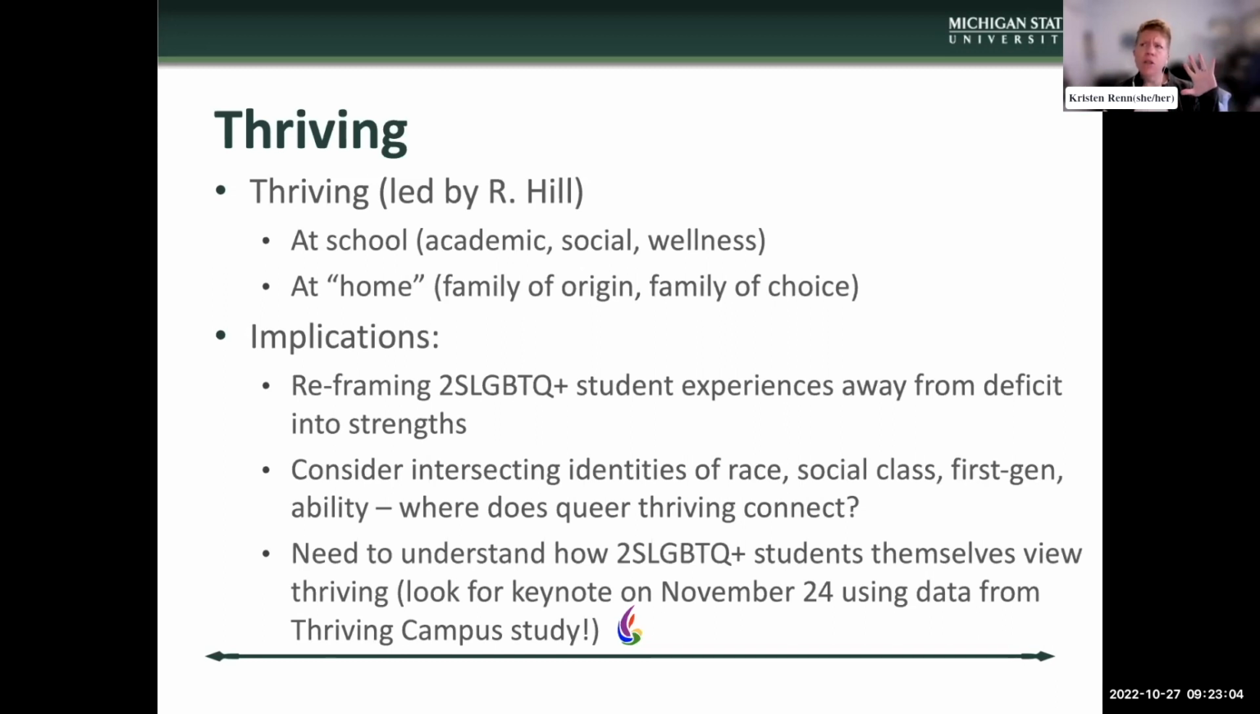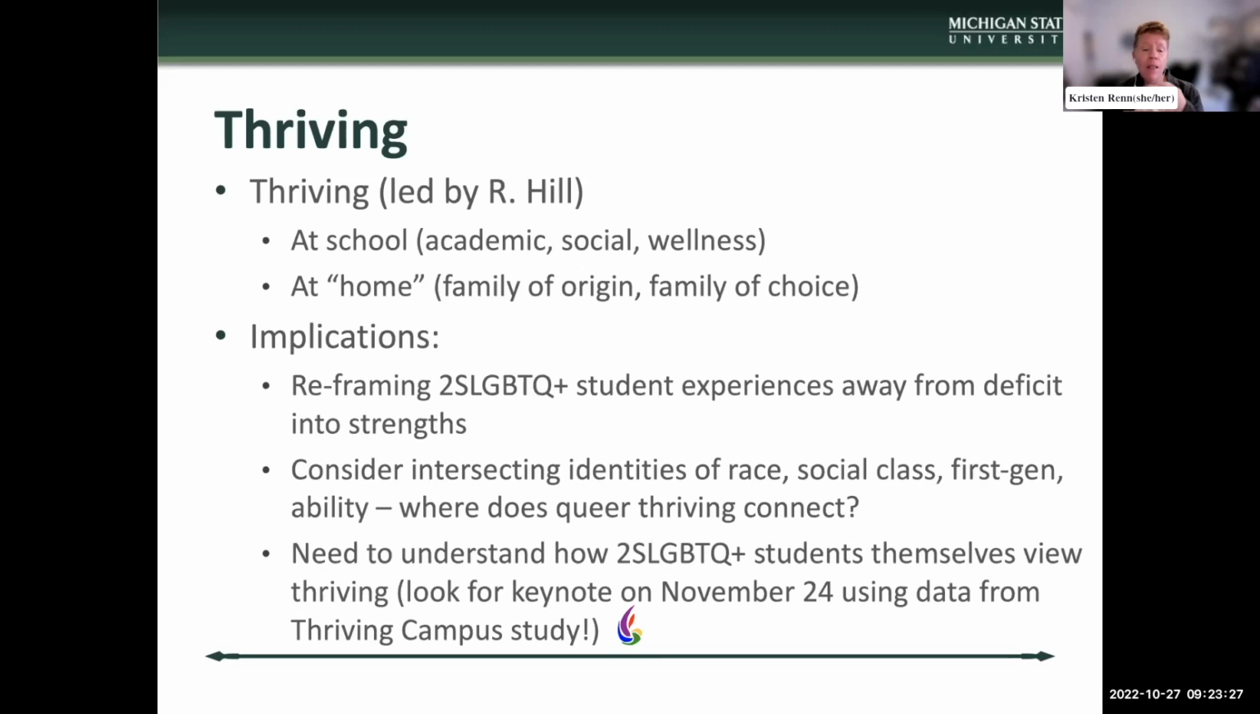So, and this is a shift in research on this minoritized population, right? It's not just things are going badly, but what is working, what is going well, and then how do we pour more energy into that? So the thriving studies are beginning to connect intersecting identities of race, social class, first gen, and ability, thinking about where does queer thriving connect into these other social identities on campus.